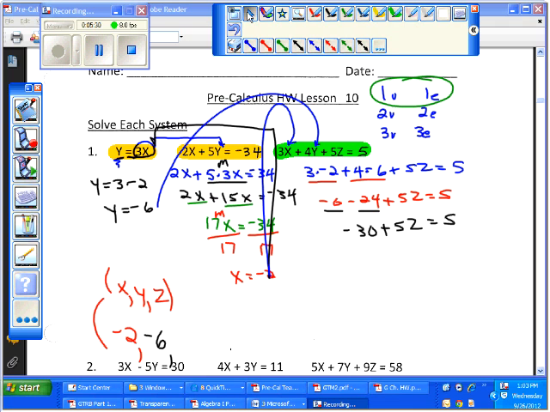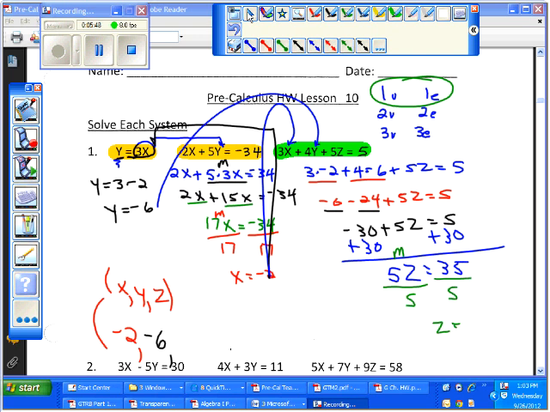I've done all I can do to simplify, so I'm going to start undoing. I'm going to get rid of 30 negatives with 30 positives. We get 5z is equal to 35. Now I'm going to undo multiplication by division, and I get z equals 7. So there's the third member of my ordered set.